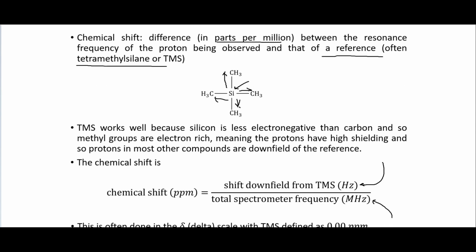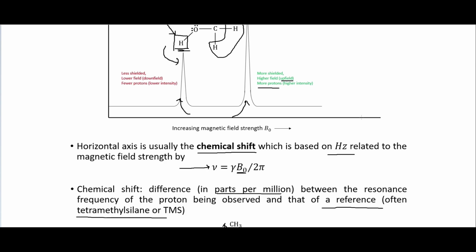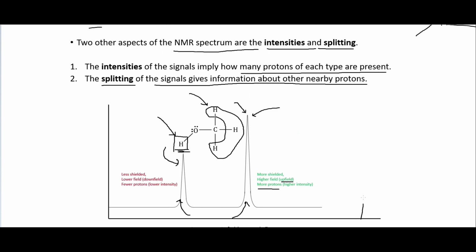So the TMS, the tetramethylsilane, like I said, works well because it's less electronegative, so that the carbon and methyl groups are electron rich. And so we call that our 0, and that will actually be the furthest on the right on our spectra. So that would be probably somewhere over right there.